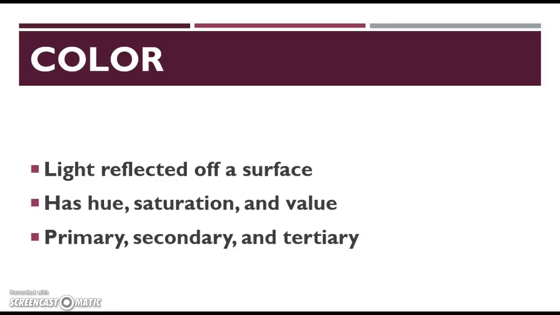There are primary colors, which are red, blue, and yellow. Secondary colors, which are made up of 2 different primary colors, so orange, purple, and green. And tertiary colors, which are made of mixing a primary and a secondary together, so things like red-orange, blue-green, so on and so forth.